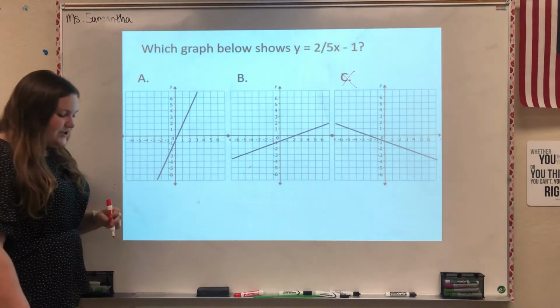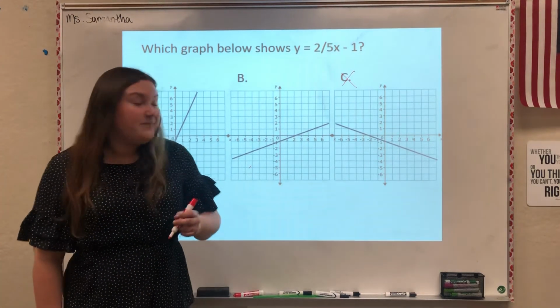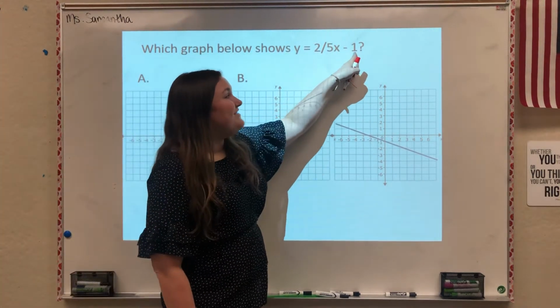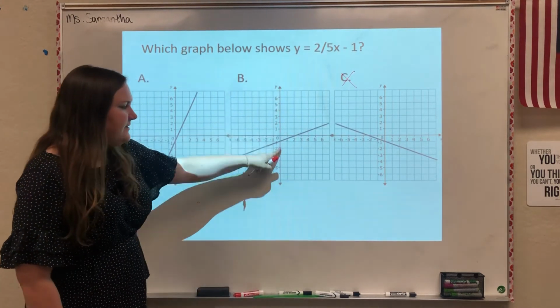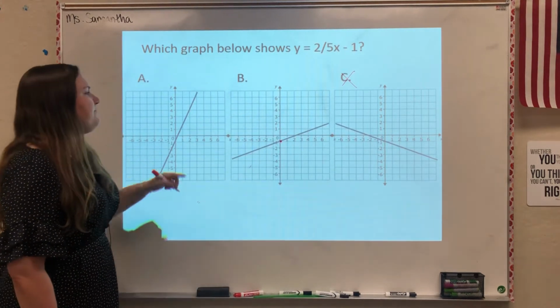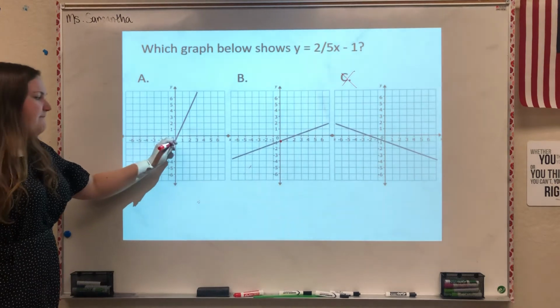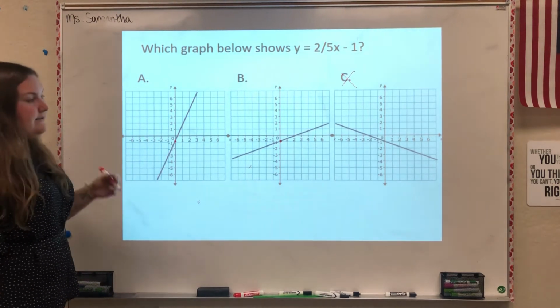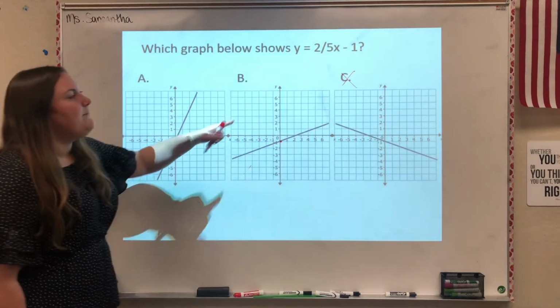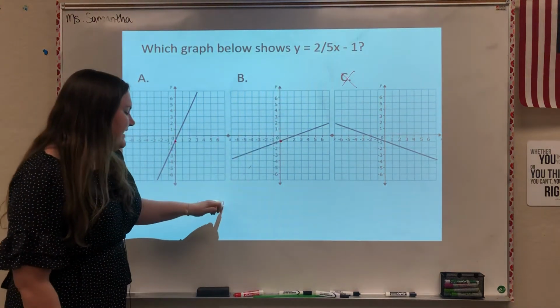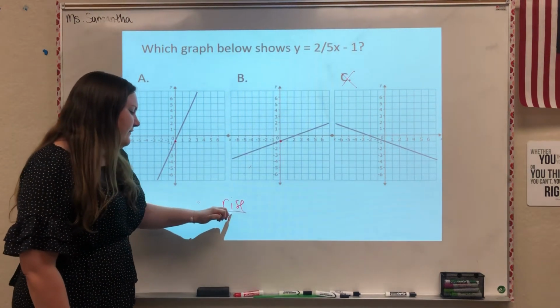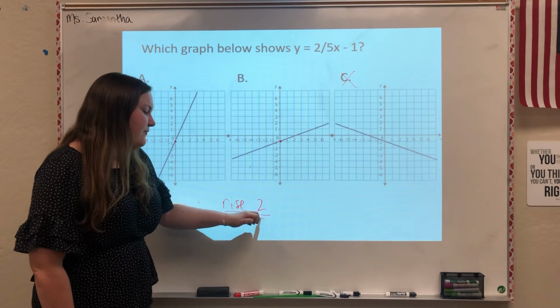I would then want to check, well, let's see, did they get the y-intercept right? The y-intercept is -1. Let's see this one. Yep, it's at -1. This one here. Yep, it's at -1. So that's not the difference. What about our slope as 2/5? That's rise over run. Should be 2/5.